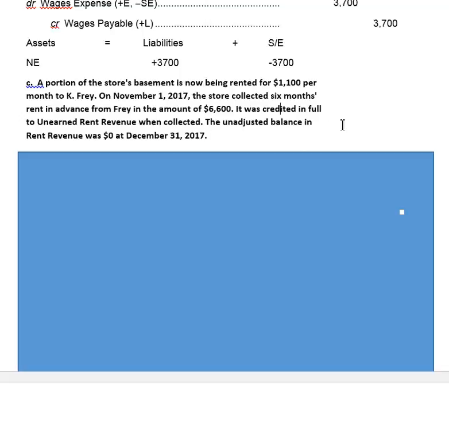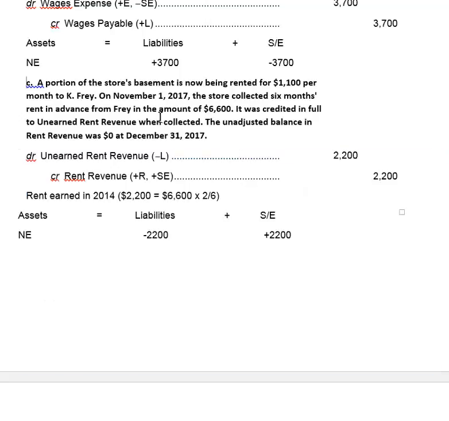So now, that's $6,600. But because we provided tenancy to K. Fry from November 1st all the way to December 31st, we have to draw down on that liability, right? We don't have anything in rent revenue now at the end of December 2017, but that doesn't matter. The bottom line is some of that unearned revenue has now been earned. So what are we going to do? Well, we're going to debit the unearned revenue for $2,200 and reduce the liability.